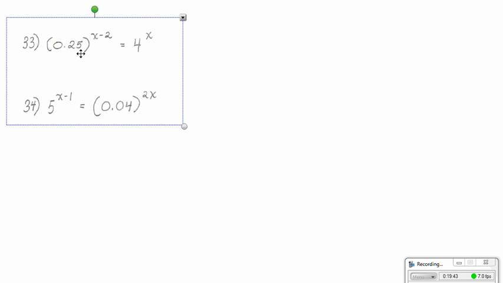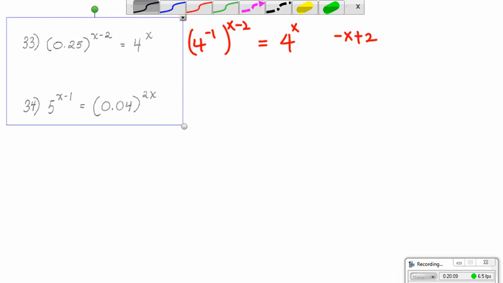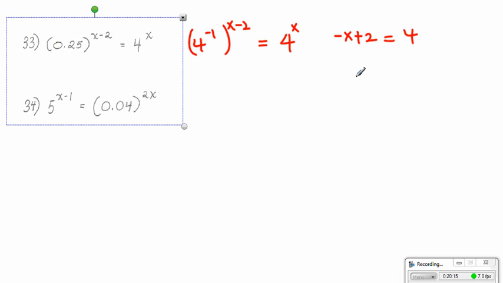Alright, the next. Here, 0.25 is in fact 1 over 4. So one way for us to write this one is 4 to the -1 power, and x minus 2, which is equal to 4 to the x power. That means here we have negative x plus 2 must be equal to 4. Then when you solve this one, we realize that x must be equal to negative 2.